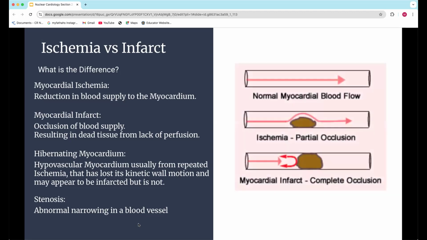So I put these pictures in here. If you have normal blood flow through coronary arteries, you see this. Ischemia is where somehow your blood supply has been reduced. We'll give more caveats to ischemia as we go along. And then, of course, infarct is where there's complete occlusion and there's no blood supply getting through.